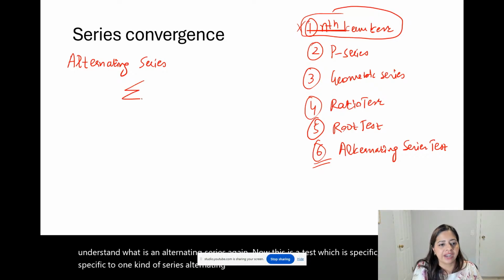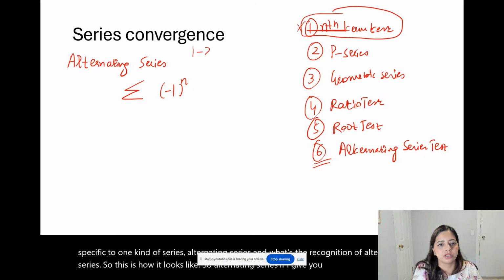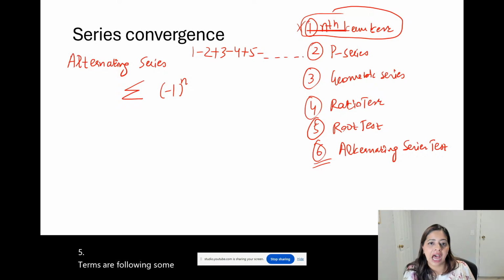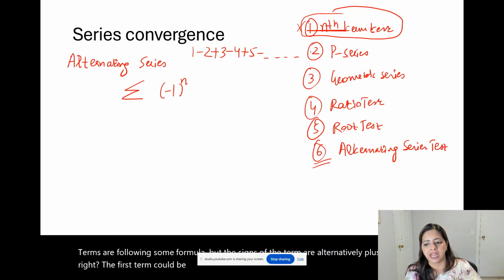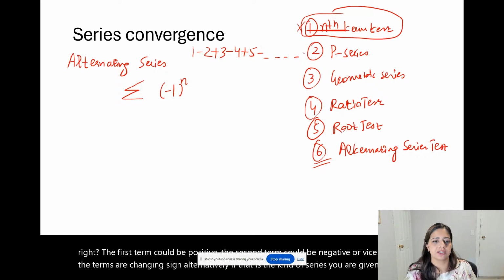And what's the recognition of an alternating series? This is how it looks. An alternating series, for example, is 1 minus 2 plus 3 minus 4 plus 5. The terms are following some formula, but the signs of the terms alternate between plus and minus, right? The first term could be positive and the second negative, or vice versa, but the terms change sign alternately. If that is the kind of series you are given, it is an alternating series.